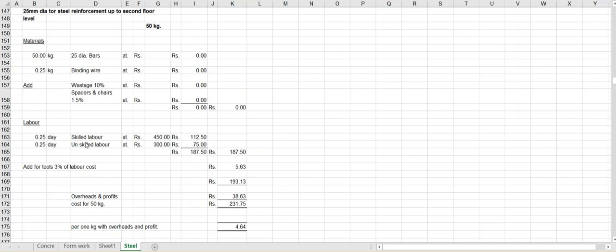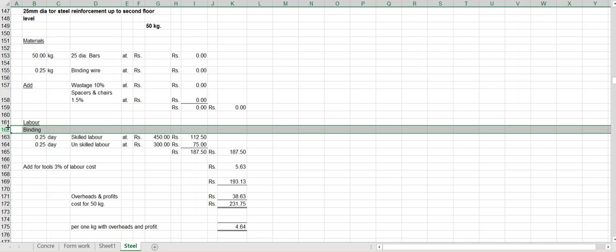When it comes to the labor component, roughly this 0.25 is for the binding. Binding is the last work item for the reinforcement. As per my experience, this is only for the binding. Then it is required to add 2 more labor components for the other work items as well. Okay, so this is for the binding.